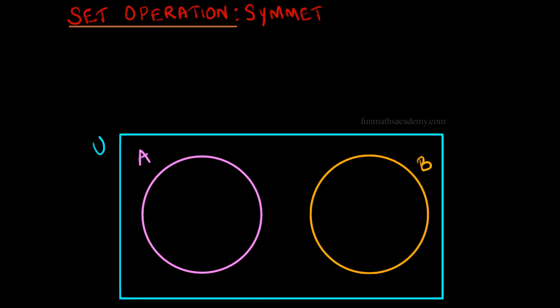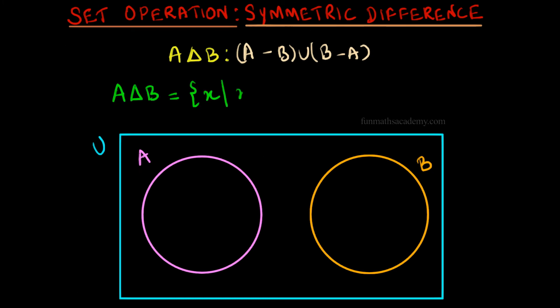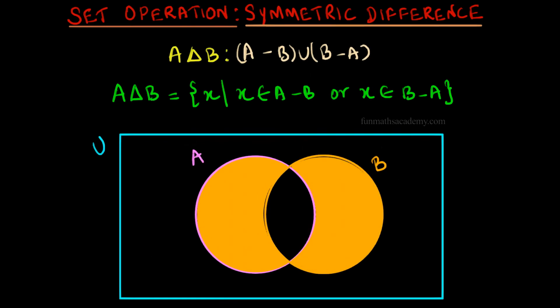The next operator in the picture is symmetric difference. Symmetric difference will be the union of A minus B and B minus A. In set builder form, it will be represented as A delta B, which is equal to the set of all x such that x belongs to A minus B or x belongs to B minus A. In a Venn diagram, A delta B will be this region.